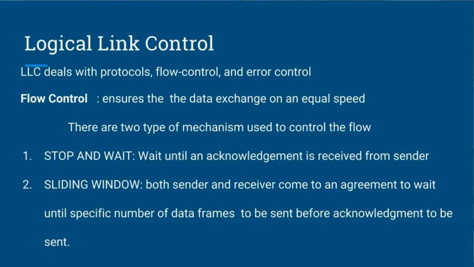Sliding window. In this flow control mechanism, both sender and receiver come to an agreement to wait until a specific number of data frames are sent before an acknowledgement is sent. There is a possibility that data frames are lost or received corrupted while they are transferring to the receiver. In both of these cases, the sender has no indication of data loss, nor does the receiver receive the correct data frame.